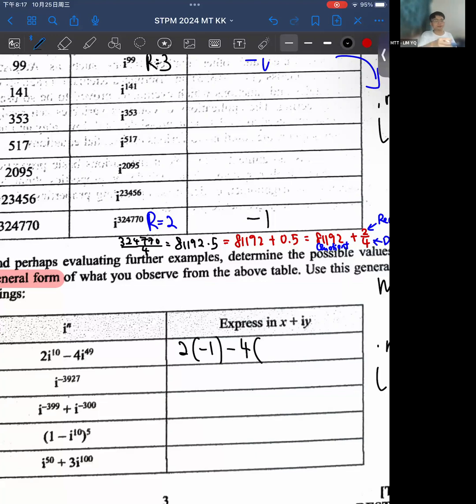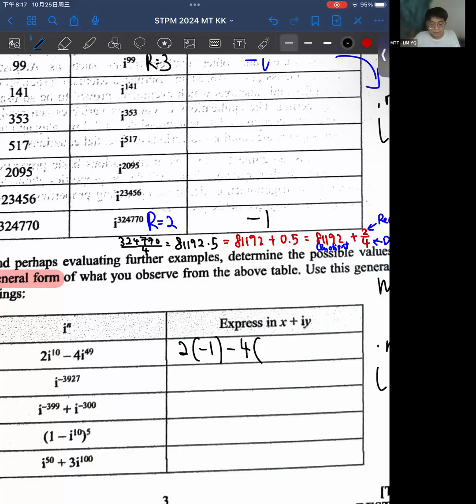49 divided by 4. Very easy only. You look at your... Tomorrow the teacher is going to check. You haven't started yet? Okay, never mind. Try to do now.